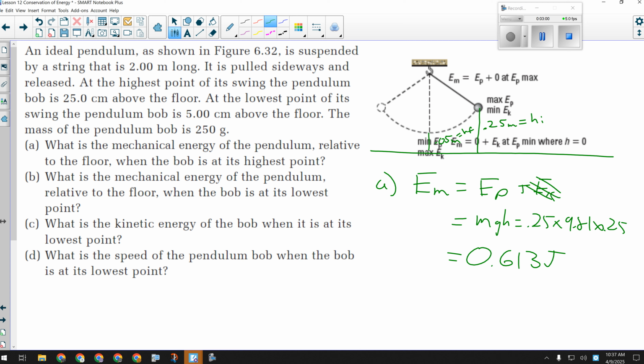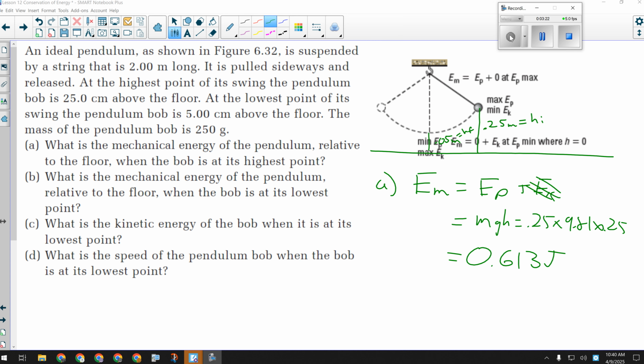So does part D, but not a lot of calculation. How many people would like a little bit more time for C and D? Okay, I'll give you a little bit more time. Do I still need that 0.613 joules to solve part C? Yeah, I see people nodding yes.